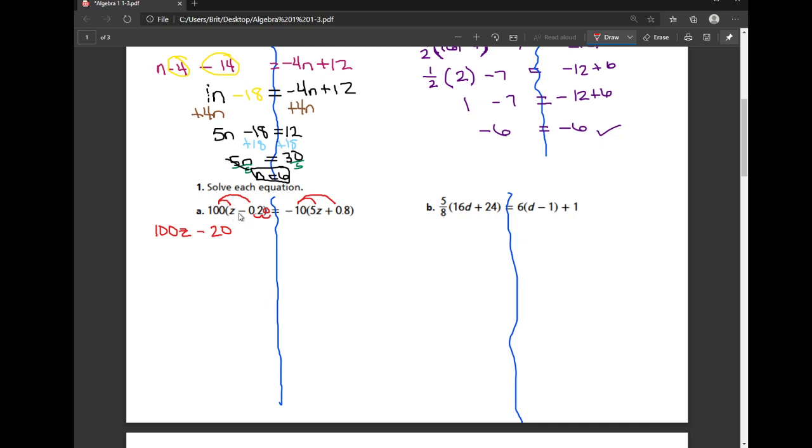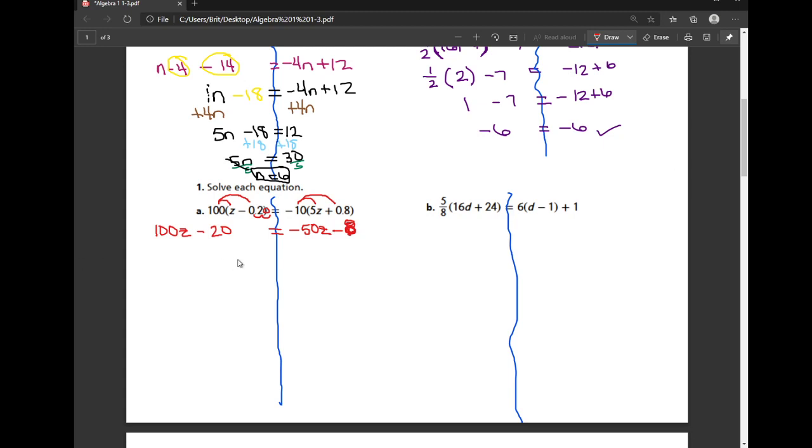Now, z's can be really hard for kids in algebra. So notice when I drew my z, I put a line across it to remind myself that it's not a 2. Alrighty, now over here, -10 times 5z is -50z. And -10 times a positive 0.8 is -8. That's not a decimal, that's just a -8. Miss C Stucks at the quick maths.